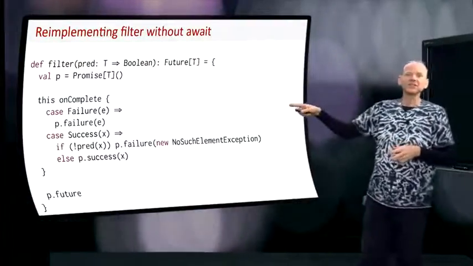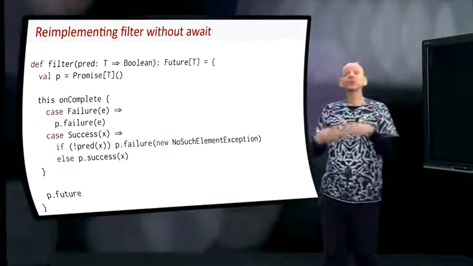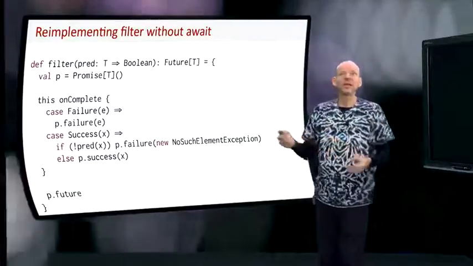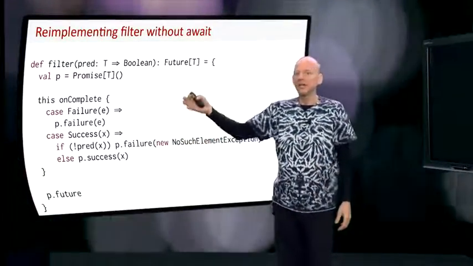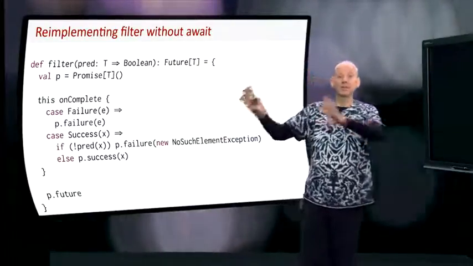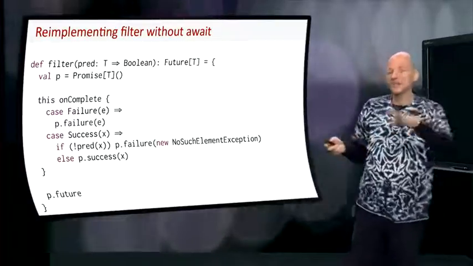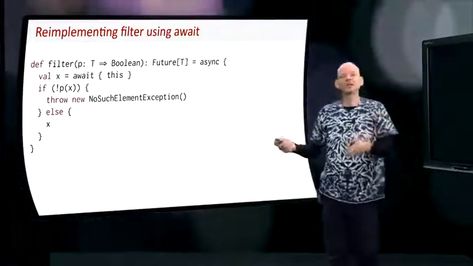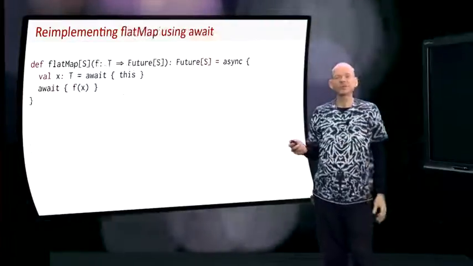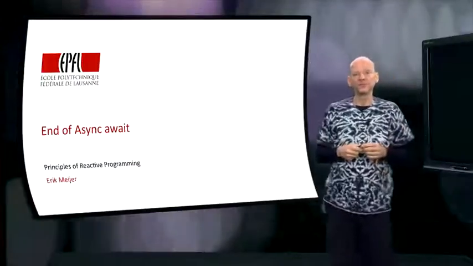Now in the next lecture, we will introduce promises, which is another mechanism to create futures, and their filter will look like this. All right, don't worry if you don't understand the code yet. That will be in the next lecture. But you will see immediately that that code is much longer than this code that uses async await, and so I prefer the async await version.